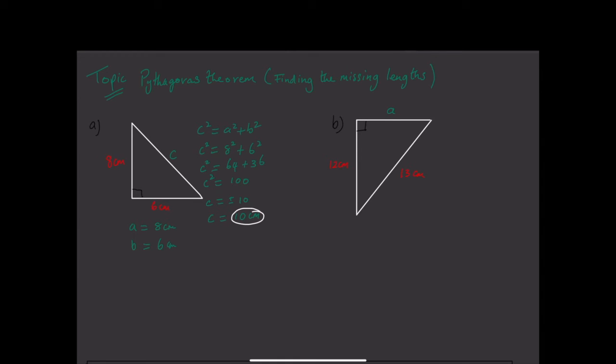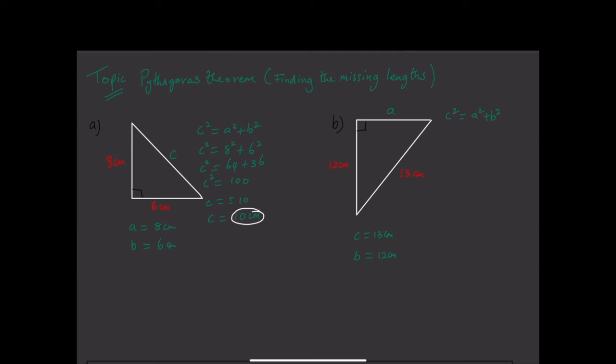So again, we write down our formula. C squared equals A squared plus B squared. Now we label our sides. We know that C is equal to 13 centimeters since it's the hypotenuse, opposite the right angle, and B is equal to 12 centimeters. A is the length we want to find. So we substitute into our original formula.